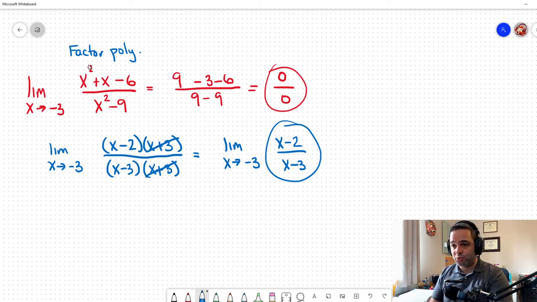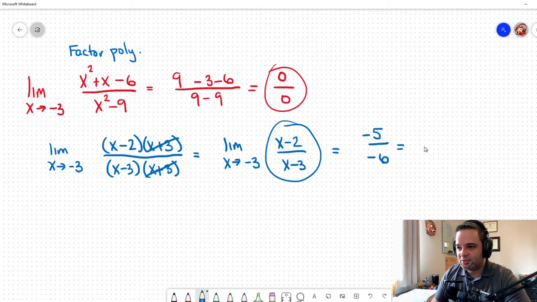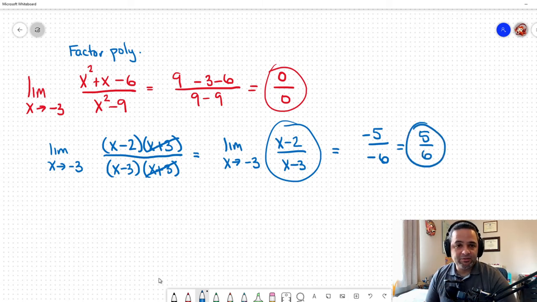There's still another issue, which is there's a big asymptote at 3. But I don't care about that because I'm not interested in looking at 3. I'm interested in looking at -3. So now we're safe with this function. We can go ahead and plug in the value. So now we'll do that. So -3 minus 2, that's going to be a -5. And then we got -3 minus 3 or -6. So my answer would be 5/6.